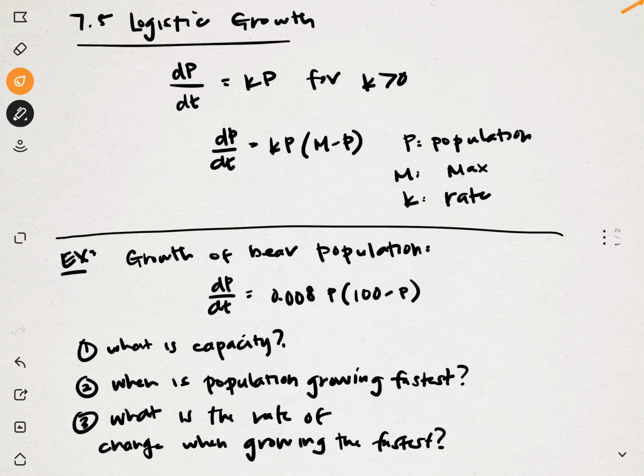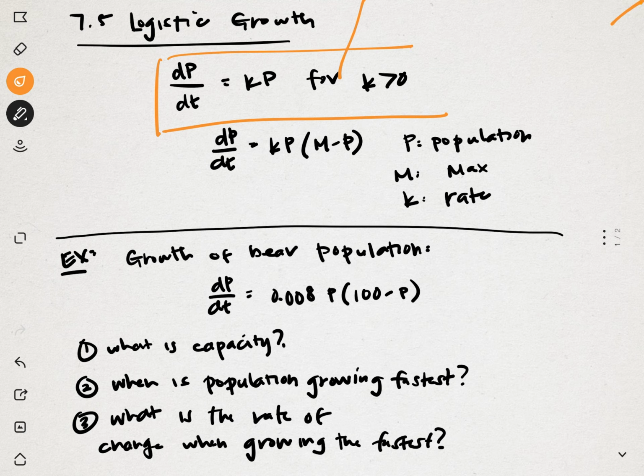Today we're looking at 7.5 logistic growth. So they say that dP/dt is equal to kP for k greater than 0. So k is the rate, P represents the population, and M represents the maximum capacity of that population.